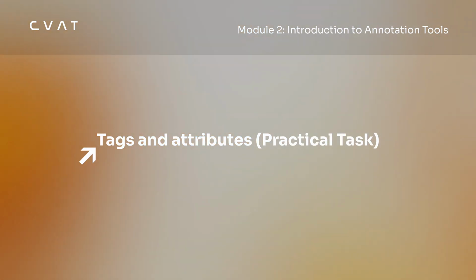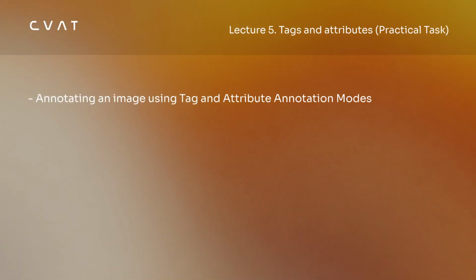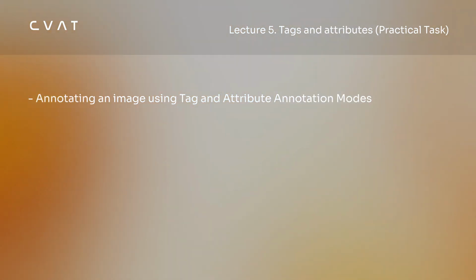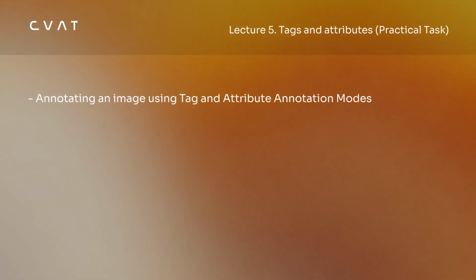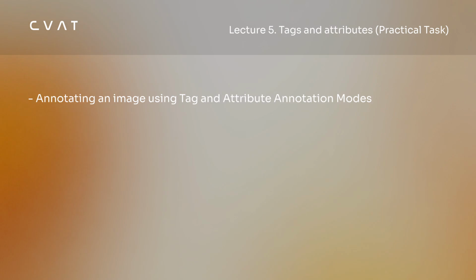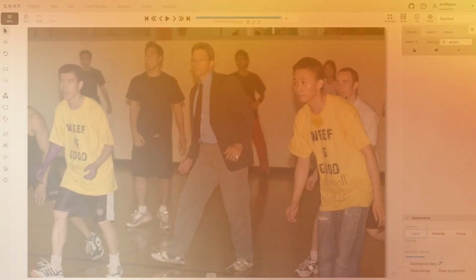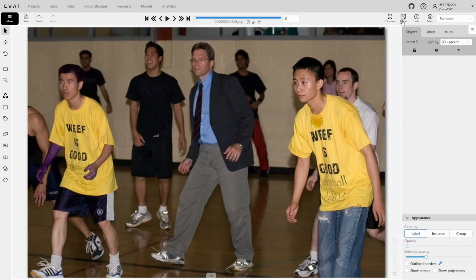In this video, we will demonstrate how tag and attribute labeling works in a practical setting. We'll label an image following precise guidelines and practice tag and attribute annotation modes to speed up the process. We'll open the guide to review the instructions for annotation.